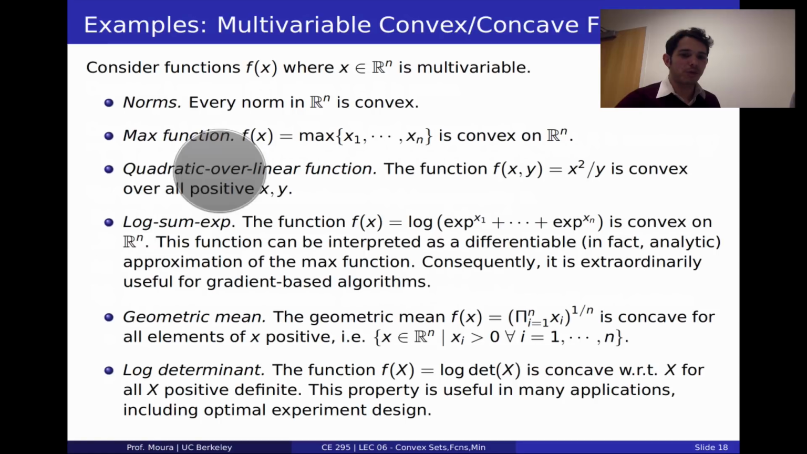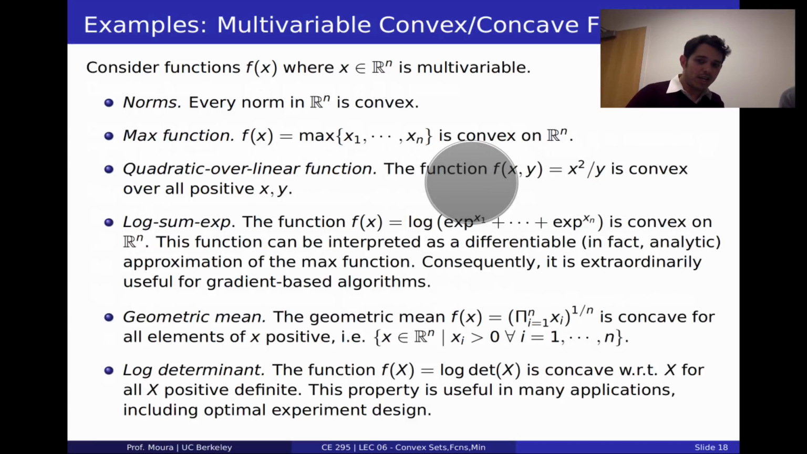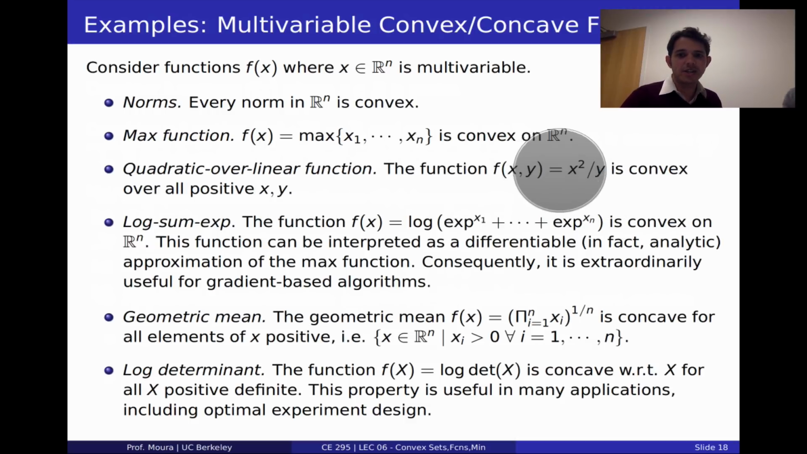Okay, the third bullet point, actually this is going to be important in your homework, as it turns out, is the quadratic over linear function. In this case, x and y are actually scalars. x squared over y is a convex function over all positive x and y. So you can find the Hessian of this function where we have two optimization variables, x and y. You're going to have a 2 by 2 Hessian, and you can go through that as an exercise and show that when both x and y are positive, this quadratic over linear function is a convex function.